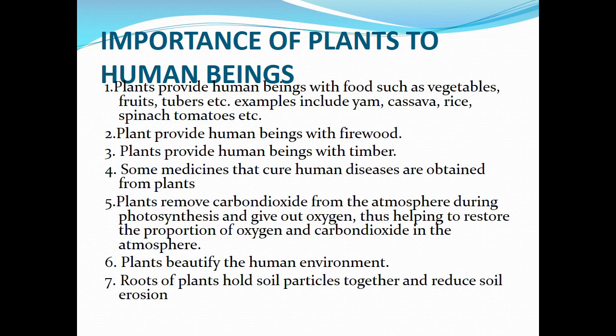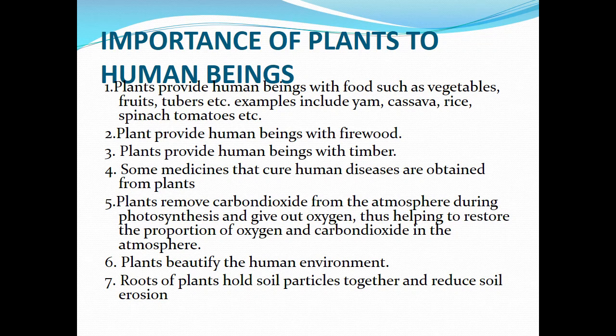Importance of plants to human beings. Number 1, plants provide human beings with food such as vegetables, fruits, tubers, etc. So human beings get food from plants, and examples of food gotten from plants include yam, cassava, rice, spinach, tomatoes, etc. Then number 2, plants provide human beings with firewood for burning.